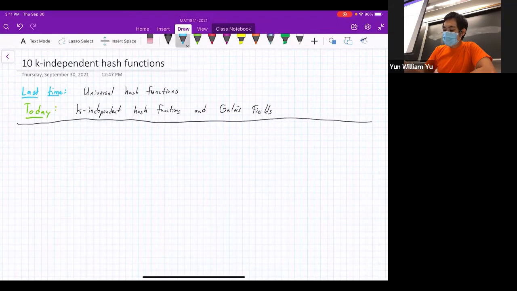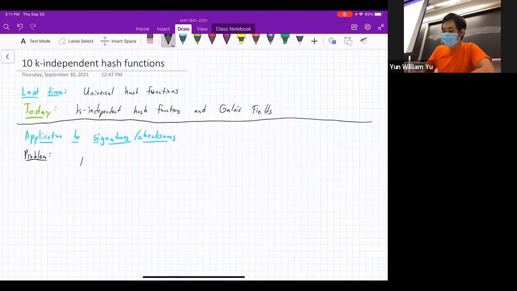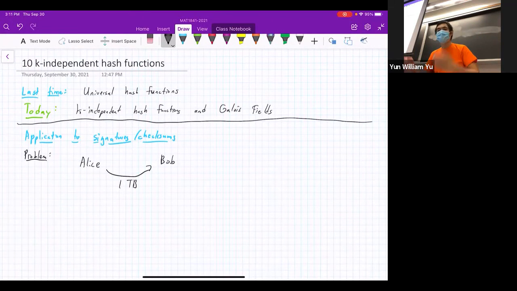That's fine. So let's start by trying to apply hash functions to something you've probably heard of before, signatures or checksums. This is a very common use of hash functions, I would argue possibly the most common. Here's the problem: Alice wants to send a lot of information to Bob. Let's say they're sending a 1 terabyte file, and this takes a large amount of time. So now there's some file F, and Bob receives some file F prime. How do we confirm correct receipt of the file?